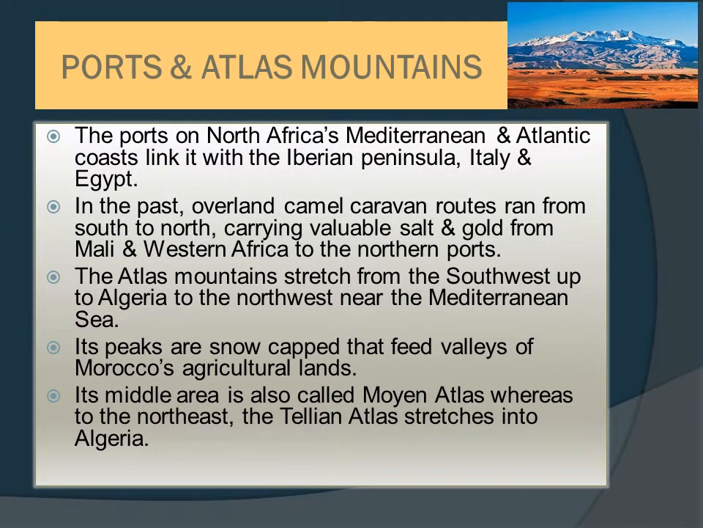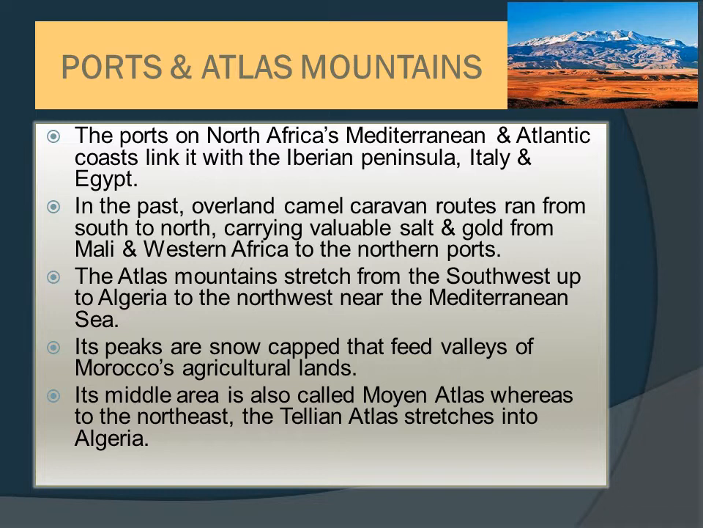Let us see the ports and the Atlas Mountains. The ports on North Africa's Mediterranean and Atlantic coasts link it with the Iberian Peninsula, Italy, and Egypt. In the past, overland camel caravan routes ran from south to north, carrying valuable salt and gold from Mali and Western Africa to the northern ports. The Atlas Mountains stretch from the southwest up to Algeria to the northwest near the Mediterranean Sea. Its peaks are snow-capped that feed valleys of Morocco's agricultural land.